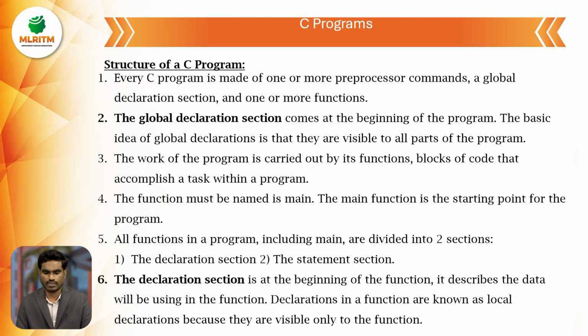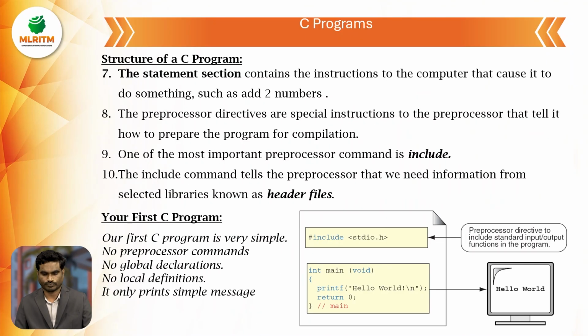Next one is the local declaration. The local declarations are variables declared within the main function. The visibility is within the main function only. Next is the statement section. It contains the instructions to the computer that cause it to do something, such as add two numbers.